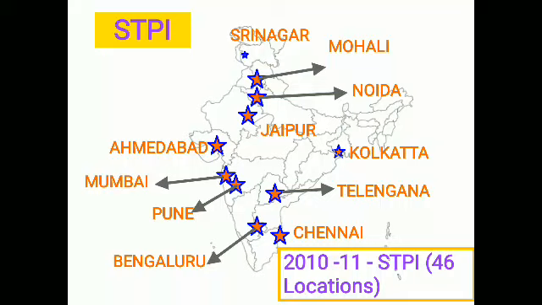Other centers where software technology parks have been implemented are Srinagar in Jammu and Kashmir, Mohali, Noida, Jaipur, Ahmedabad, Mumbai, Pune, Chennai, Telangana, Kolkata. In the year 2010 to 11, we had 46 centers where software technology parks were established. So around 2010 to 2011, software technology parks of India had come up in 46 locations in India.